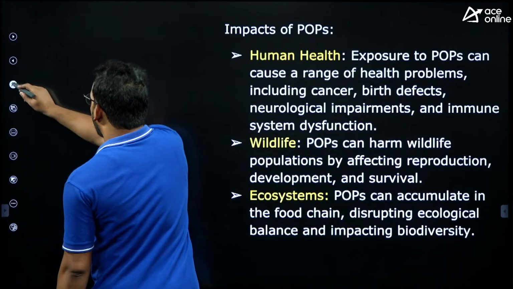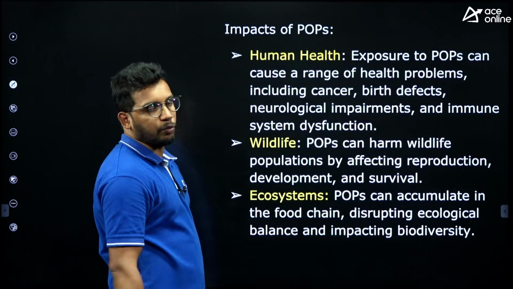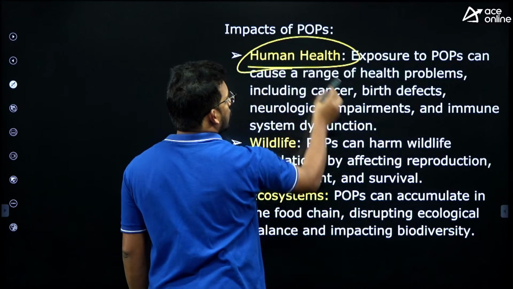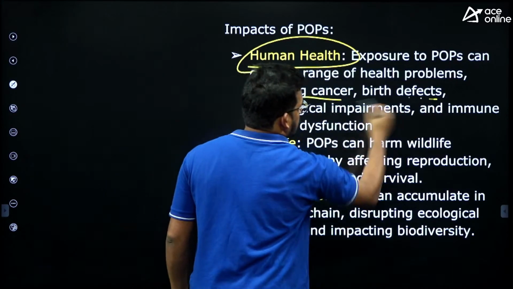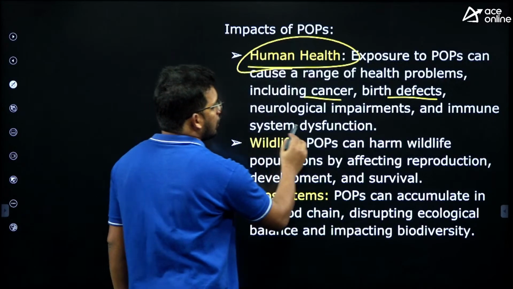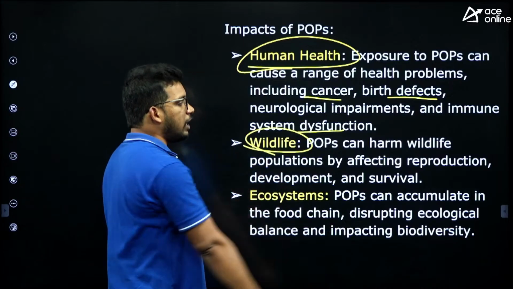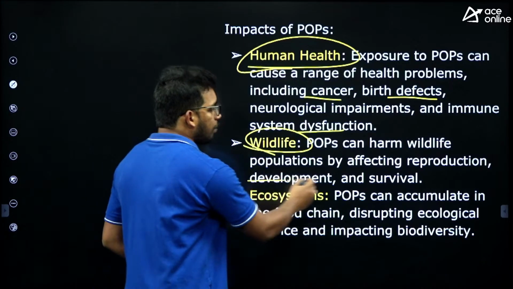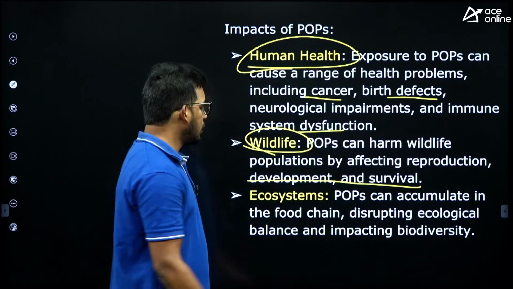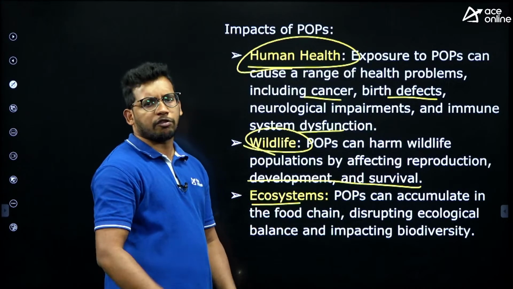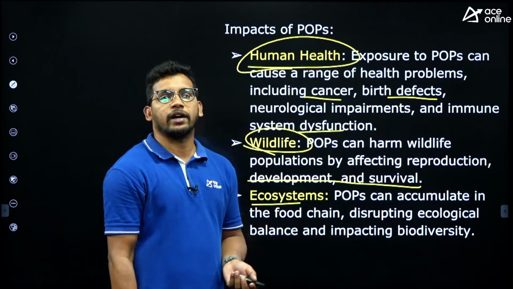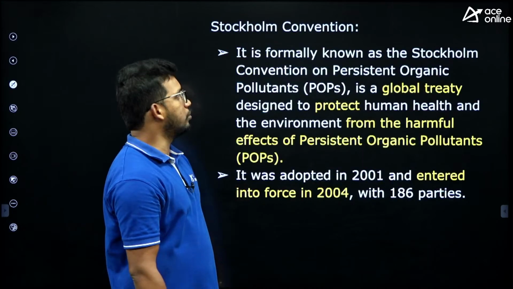And what are the impacts of POPs? On human health, it can lead to cancer, as we said earlier, birth defects, neural dysfunction, brain dysfunction. On wildlife, it can affect their full-fledged development and survival. And in ecosystems, there will be a lot of pollution as well. So these are the impacts of persistent organic pollutants.